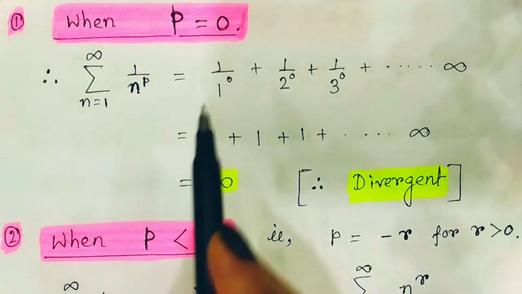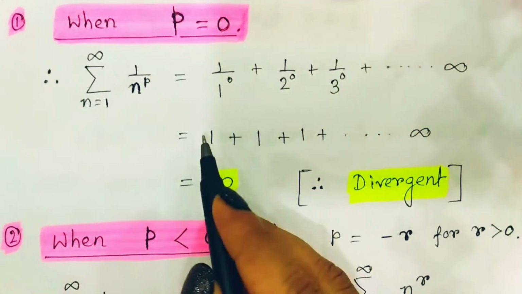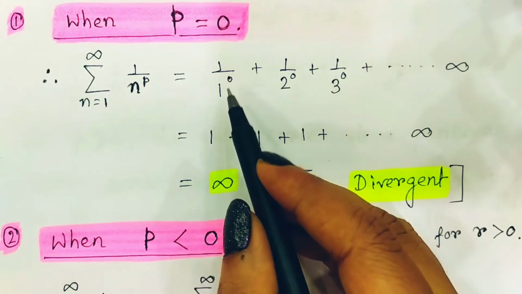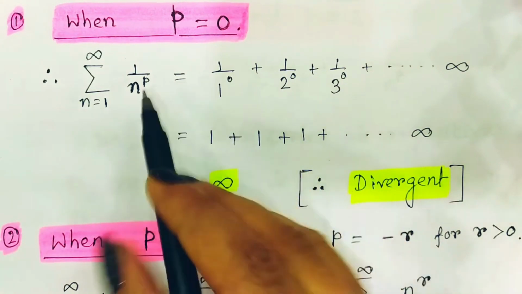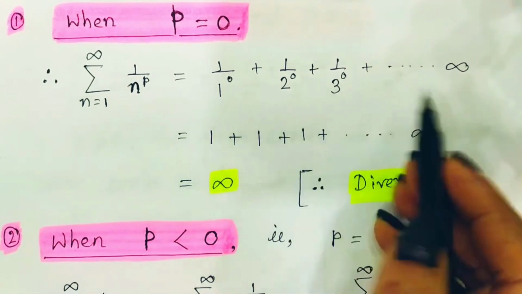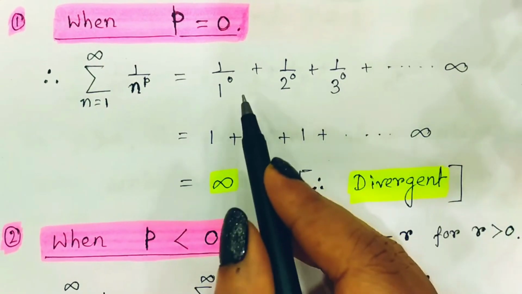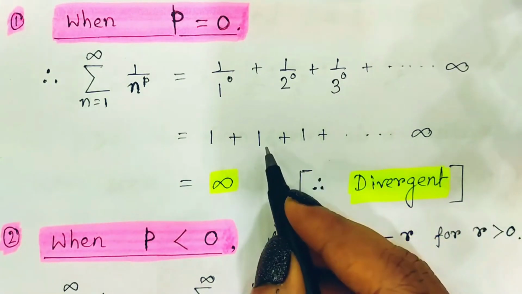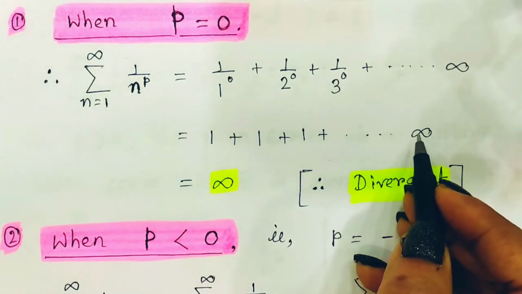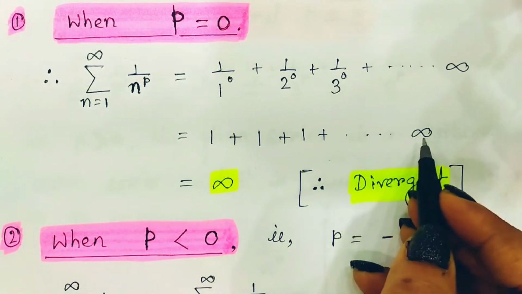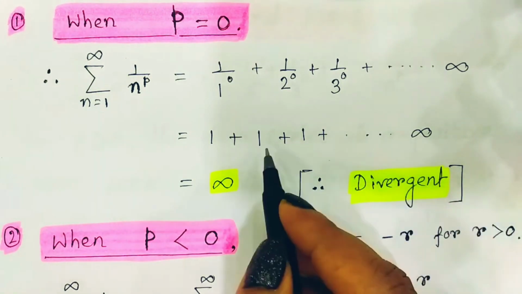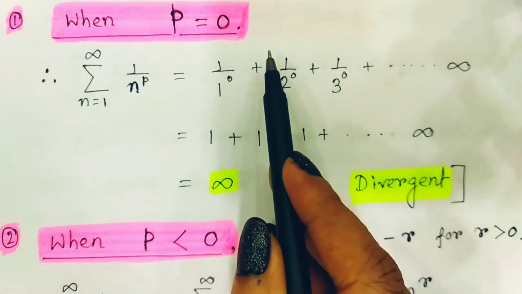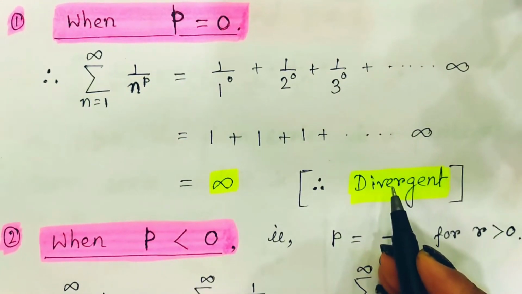First of all, if P is equal to 0, wherever we have P in the entire series, we should substitute 0. So in this series, if we substitute P equal to 0, then 1 to the power 0 means 1. Then 2 to the power 0 is again 1. So entirely all the terms become 1, and this 1 is added infinity number of times. So the total summation should be infinity. So we can say when P is equal to 0, the P series is a divergent one.